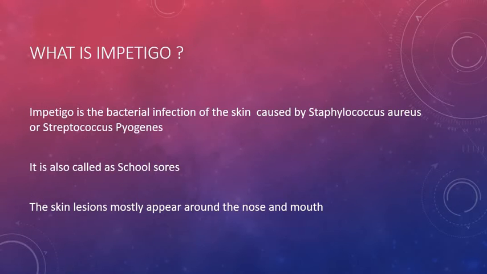What is impetigo? Impetigo is a bacterial infection of the skin that is caused by two types of organisms, Staphylococcus aureus or Streptococcus pyogenes, and it's also called school sores. The skin lesions mostly appear around the nose and mouth.